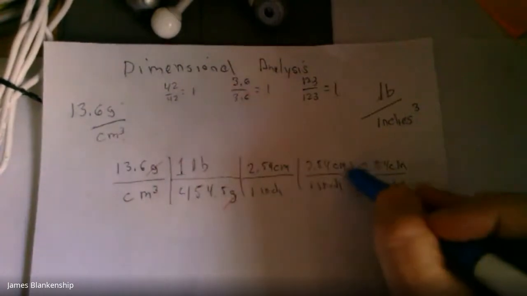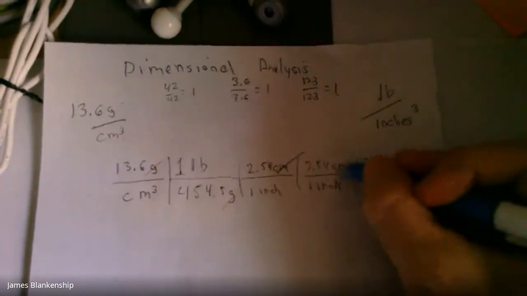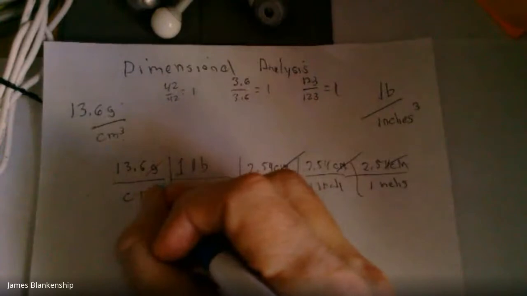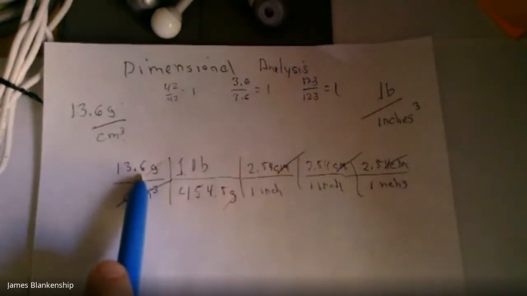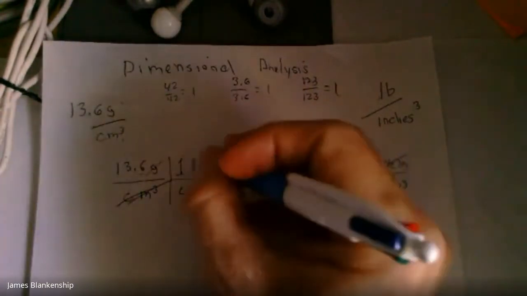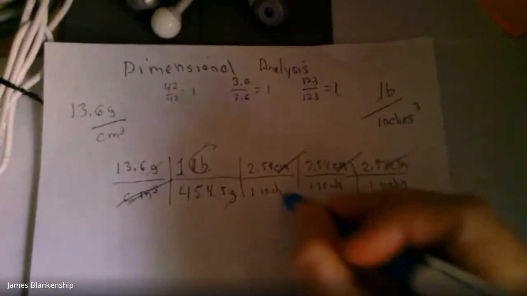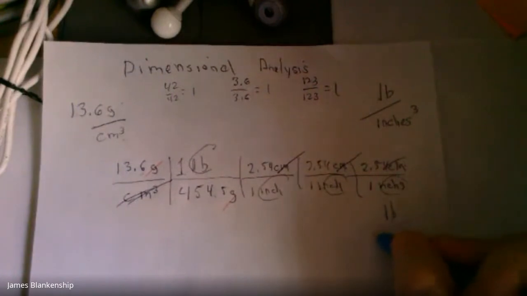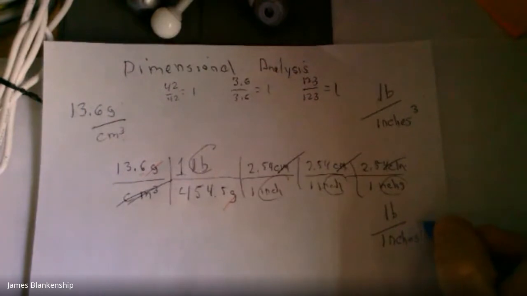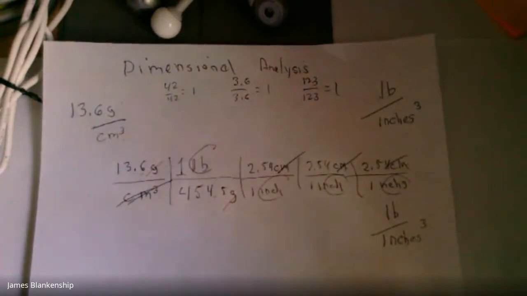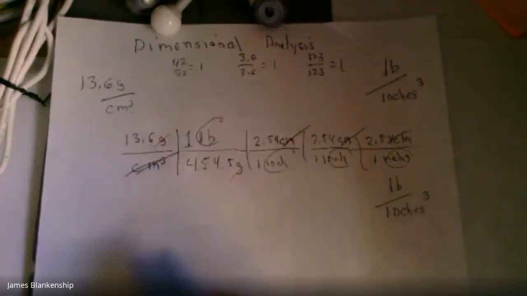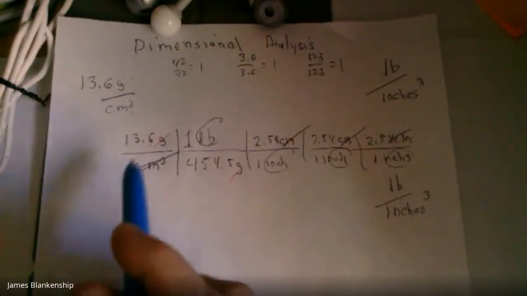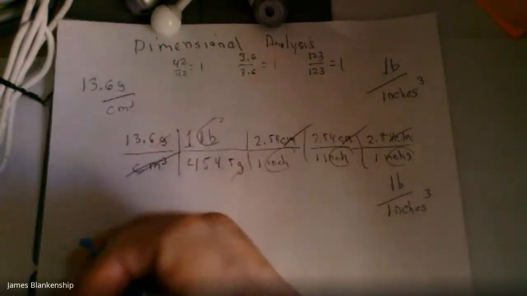So centimeters, centimeters, centimeters, that's 3 centimeters. That cancels all 3 centimeters down here. And when I get to the end, what I have is pound and then inch, inch, inch, which gives me pounds per inches cubed. And that gives you your value. We can do this with another problem. I'm going to do this with math right quick.